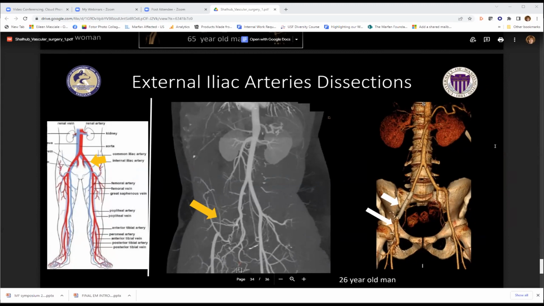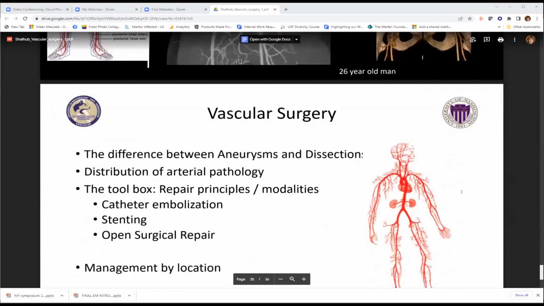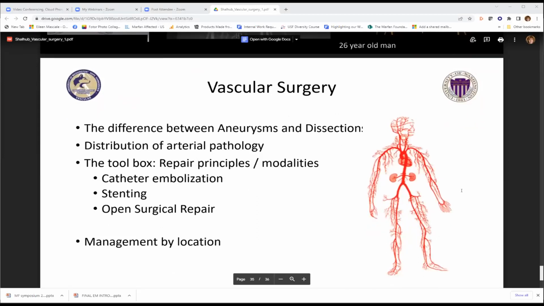Basically, I'm hoping that you've walked away knowing the difference between aneurysms and dissections. We can go to the next slide. You have a sense of the distribution of arterial pathology, and that's why we do surveillance, to look for them. Now you should be more familiar with the terms embolization and stenting, and have a better understanding of open surgical repair in these cases. And I'd love to have your questions. We'll go to the next slide.